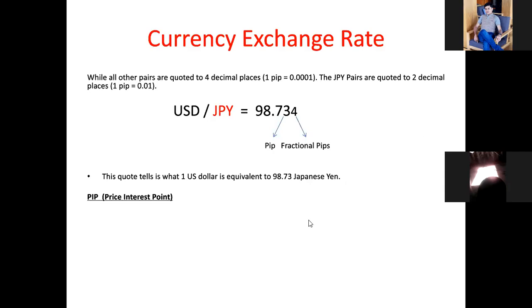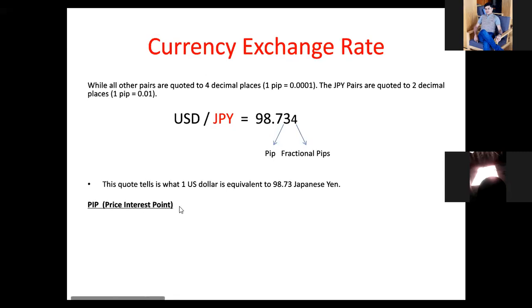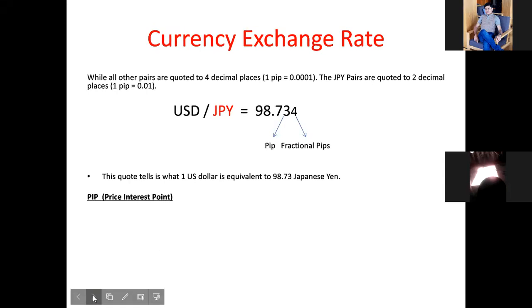Okay, so this quote tells us that 1 US dollar is equivalent to 98.73 Japanese yen. What is the meaning of pips, you might ask? Pips stand for price index points. Pips stand for price index points, and a pip is the smallest change in value for any given forex quote.